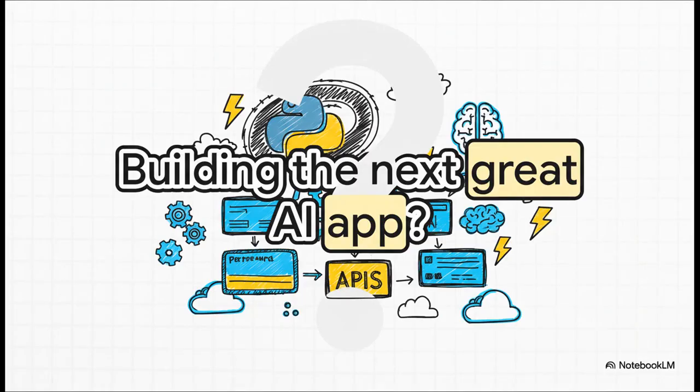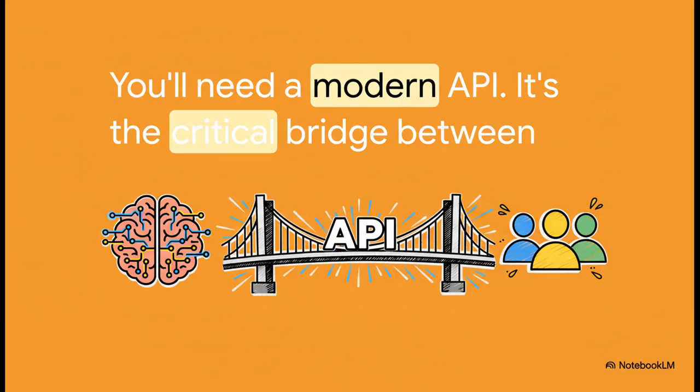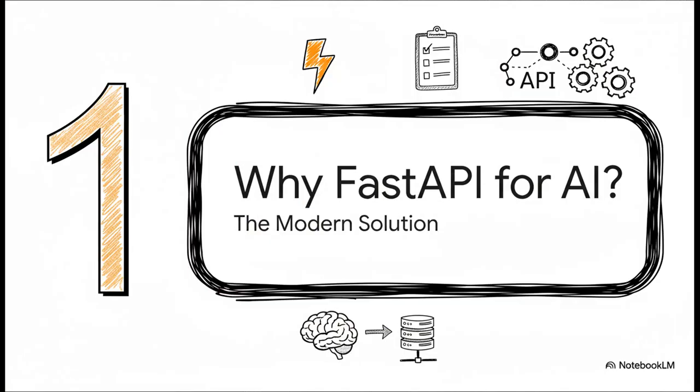Are you trying to build the next great AI application? Maybe it's a killer image generator, a super smart chatbot, or some kind of complex data analysis tool. Whatever it is, you are going to need a modern, high-performance API. And look, this isn't just a nice-to-have, it's absolutely essential. It is the critical bridge between that powerful AI brain you've built and the people who are actually going to use it. And that leads us right to our big topic.